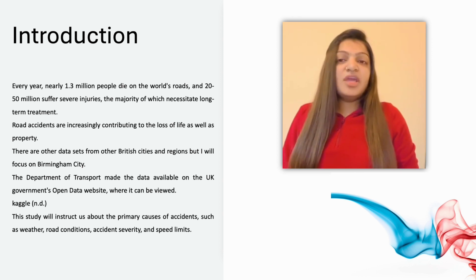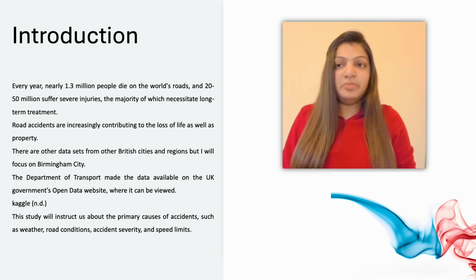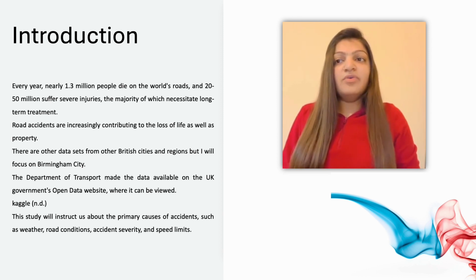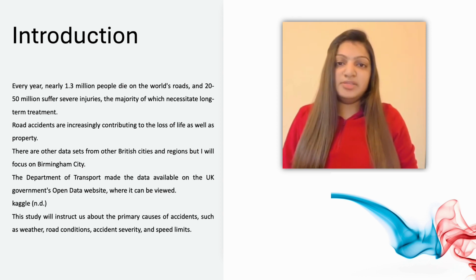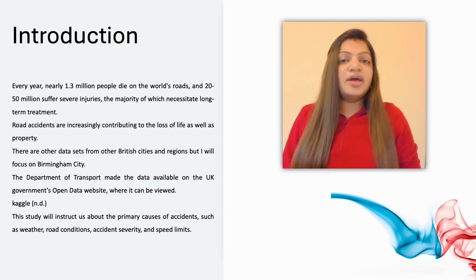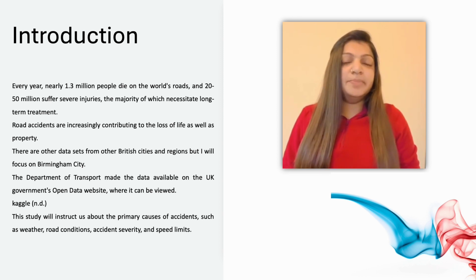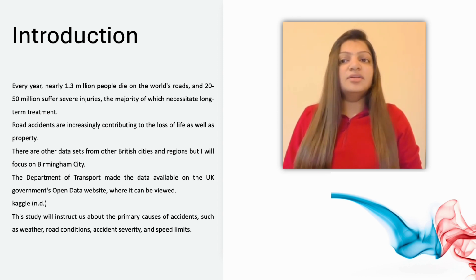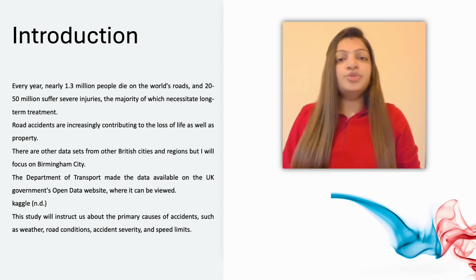The data which I have used came from the Department of Transport of the UK government website. From the data on weather conditions, road conditions and all the other factors, we will get to know the main causes of road accidents. Nearly 1.3 million people die worldwide due to road accidents. From that, 20 to 30 million survive, and others need proper treatment to be cured.